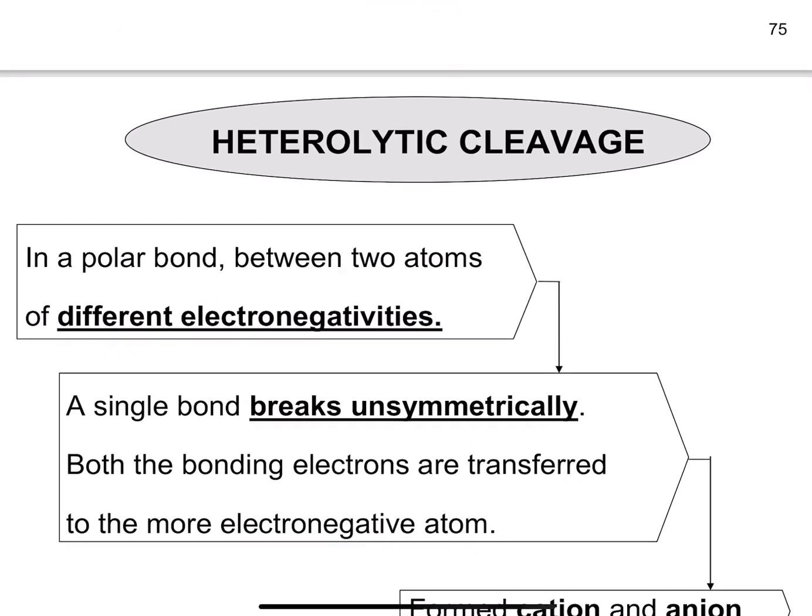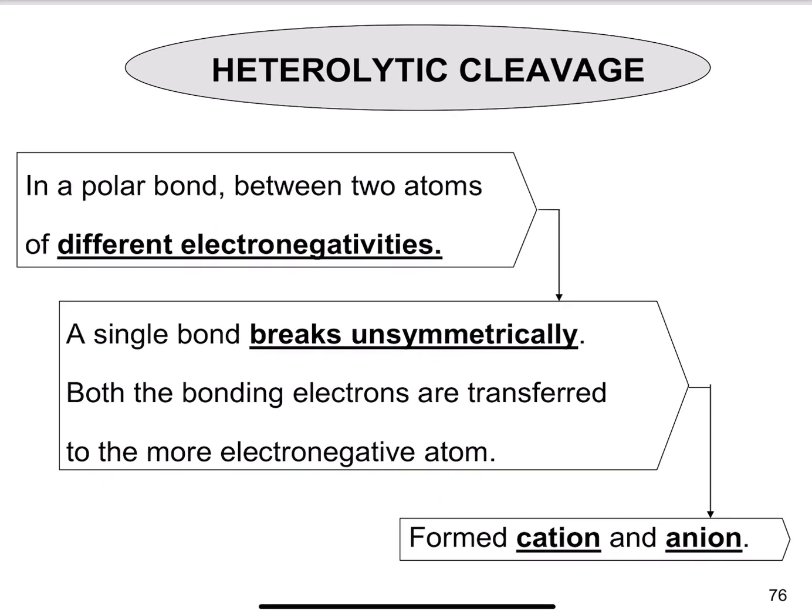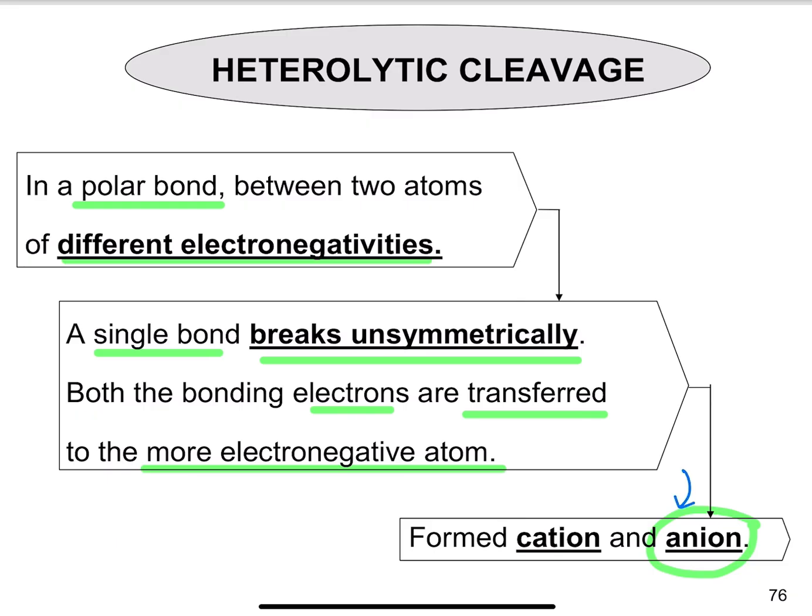Next type of cleavage is heterolytic cleavage. Heterolytic cleavage happens in polar bonds, whereby your atoms have different electronegativities. So the single bond now breaks unsymmetrically. And where does the electron go? The electrons are now given to the more electronegative atom. So that atom will have more electrons and becomes an anion. The atom with fewer electrons becomes your cation.